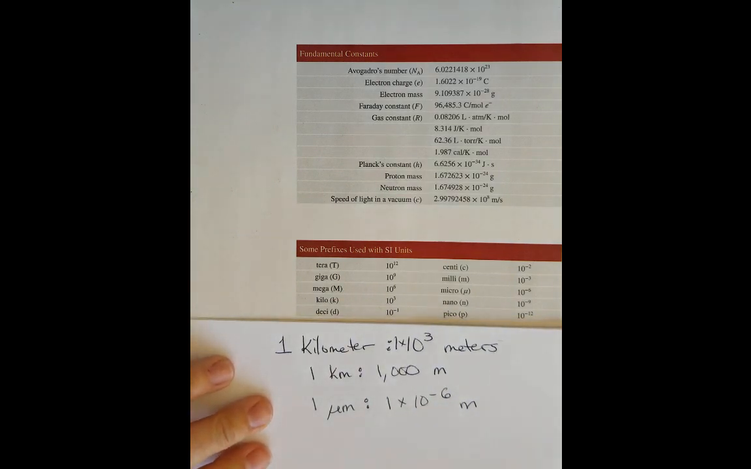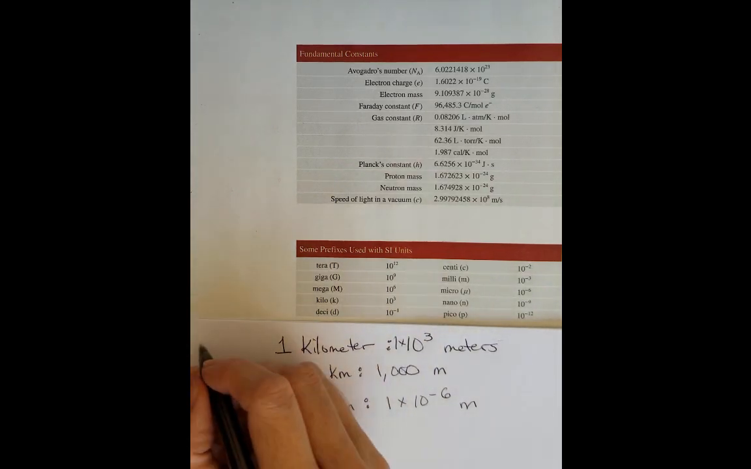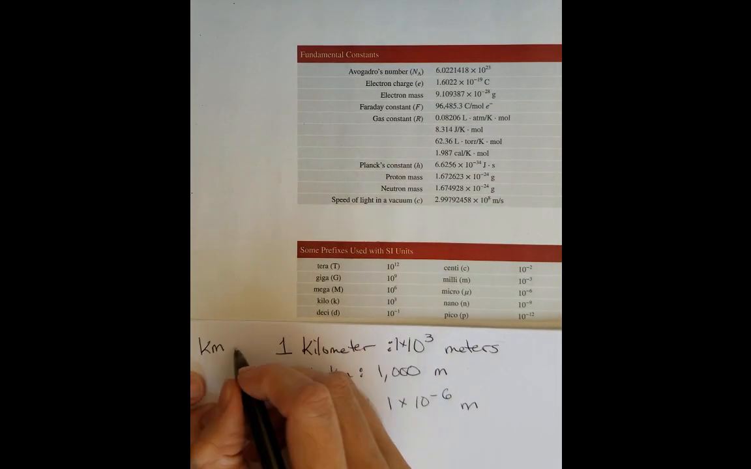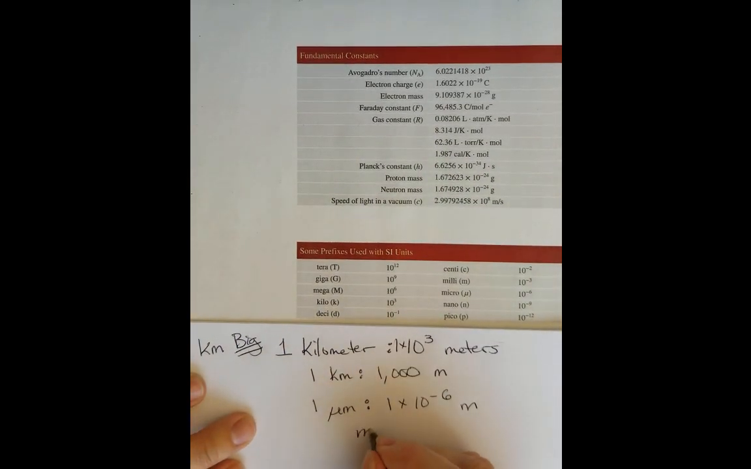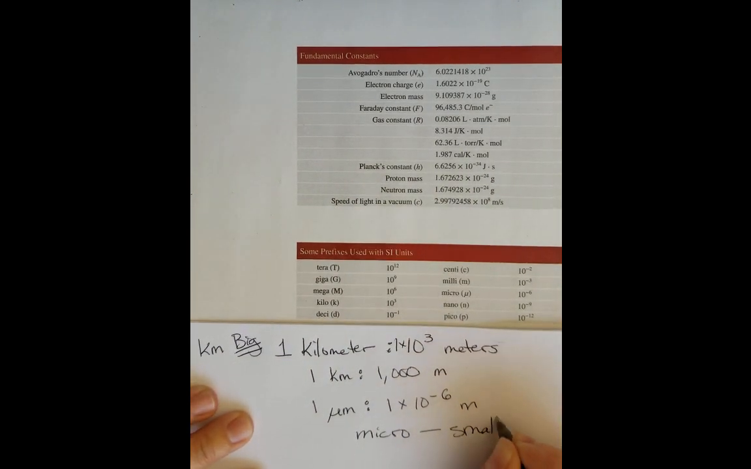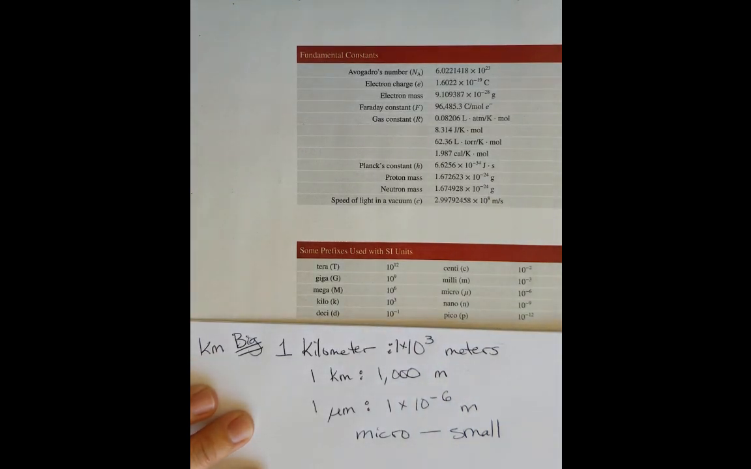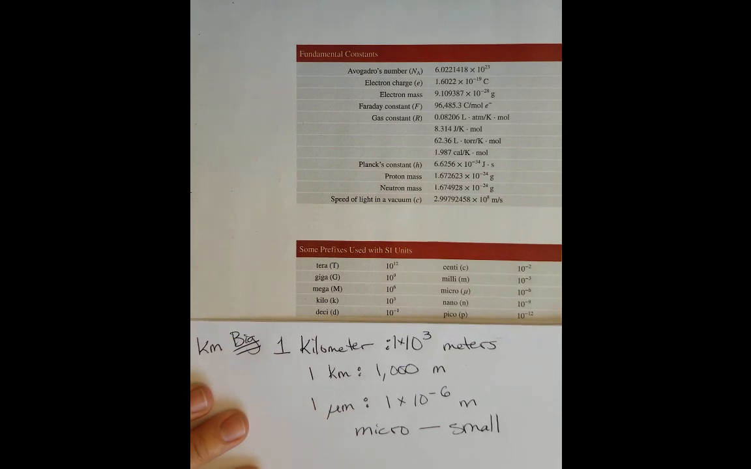The thing to remember here is the fact that a kilometer is big. So kilometer should be relatively big. Micro. When we think about microprocessors, you think about micro being small. This means that micrometer should be a really small thing when you talk about its conversion.